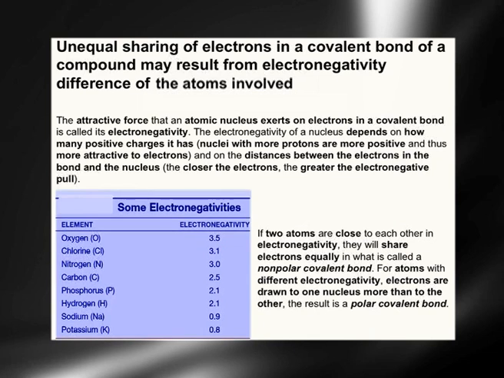Here there is a list of electronegativity values of different elements. They are dimensionless quantities. So oxygen is highly electronegative, so are chlorine and nitrogen. On the other hand, sodium and potassium are much less electronegative. And elements like carbon, phosphorus and hydrogen have intermediate values of electronegativity.